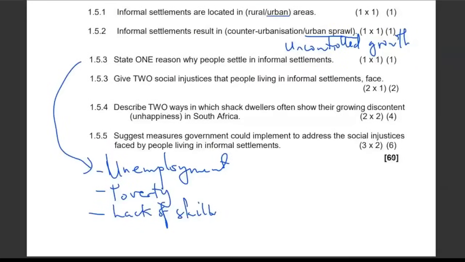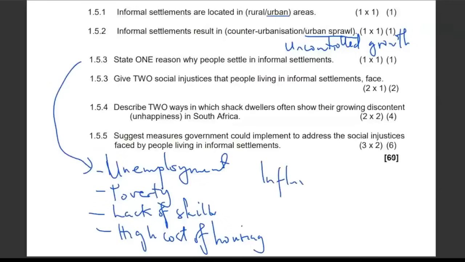We can talk of things like high cost of housing. Then we can talk of influx of refugees.